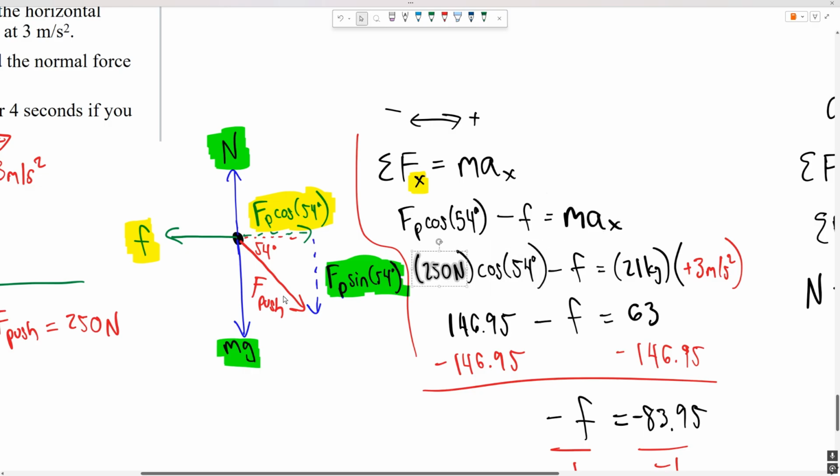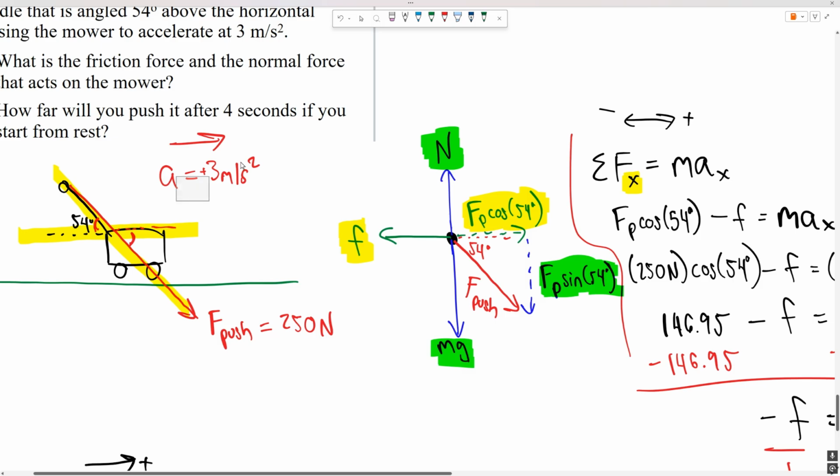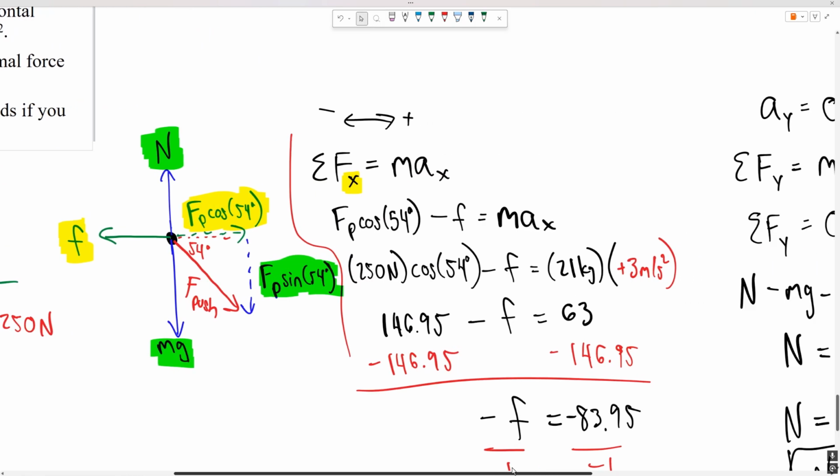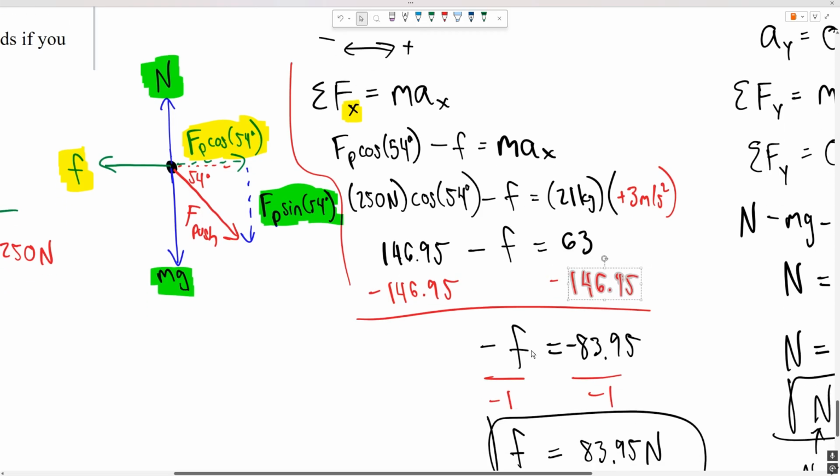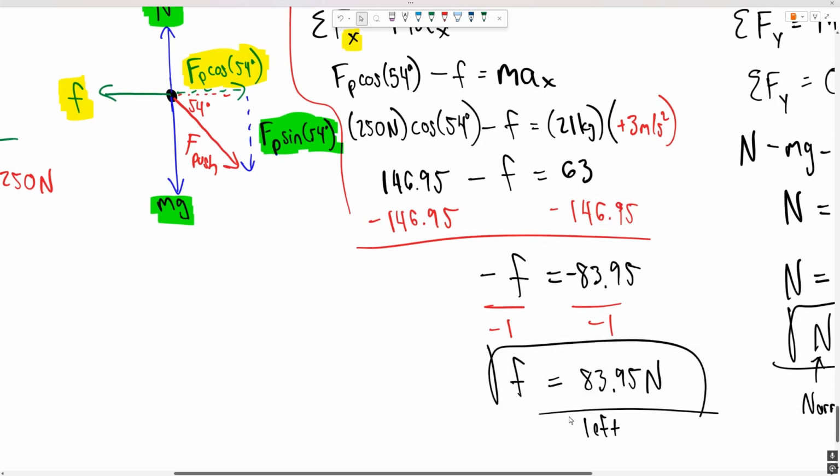So 250 newtons for the F push here times cosine of 54 minus the friction force equals ma. And we were told the acceleration was 3 meters per second squared, and it's to the right here, so it's positive. Okay. And then we can plug our numbers into our calculator here, get 146.95 minus friction force equals 63. Subtract that to both sides here to get negative F equals negative 83.95, divide by negative 1 to get our friction force of 83.95 newtons to the left here.